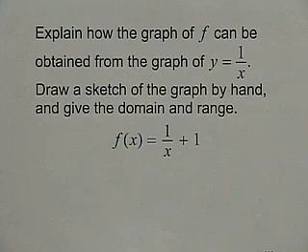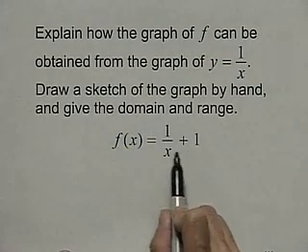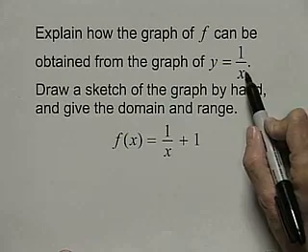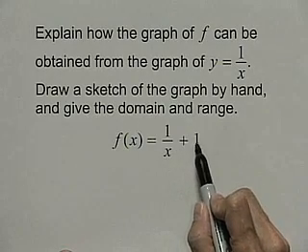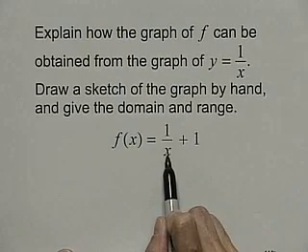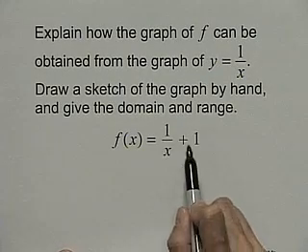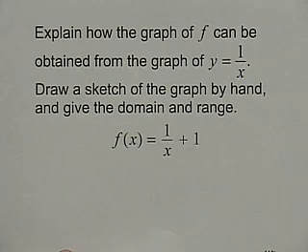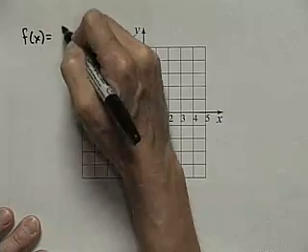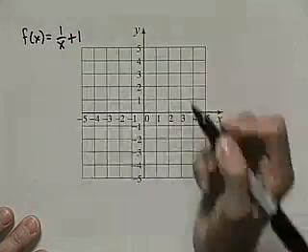Well, let's see how you did. This function is obtained from 1 over x by shifting 1 over x up 1 unit. The vertical asymptote is still going to be x equals 0, the y-axis, but the horizontal asymptote is going to be the line y equal 1, since the graph is shifted up 1. Well, let's sketch a graph. We're sketching a graph of the function 1 over x plus 1.